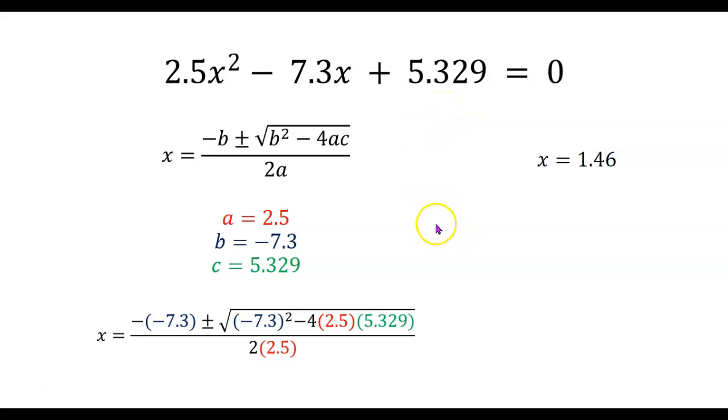It's 1.46. If you want to check that, you can grab your calculator and ask it to do 2.5 times 1.46 squared minus 7.3 times 1.46 plus 5.329, and it should come out to be 0. So that's the quadratic formula.